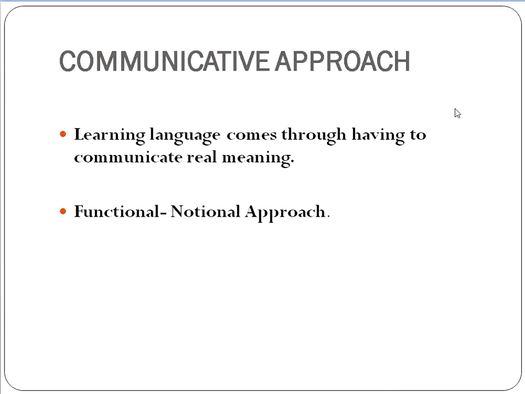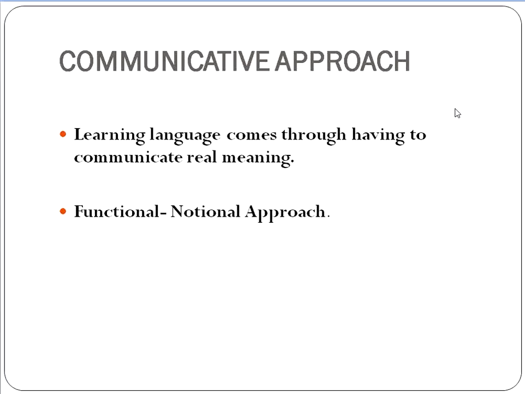Initially, we must understand the meaning of communicative approach. There are many approaches of teaching English. Among those approaches, communicative approach is one of the best. Here we have two points. What are the points? Just have a look. Point number one, learning language comes through having to communicate real meaning.